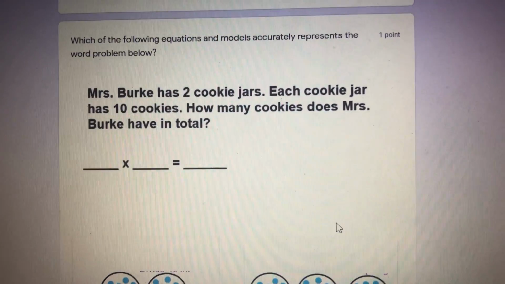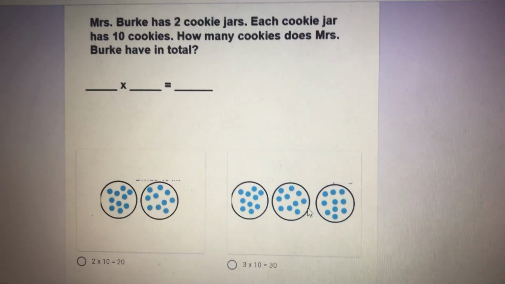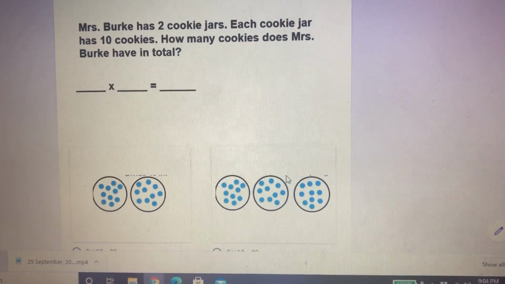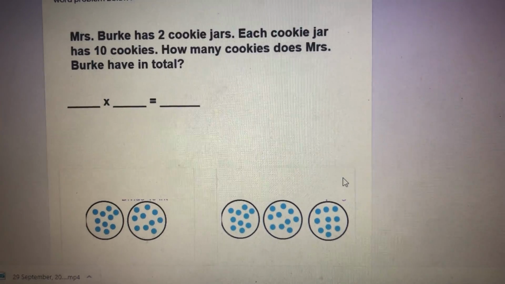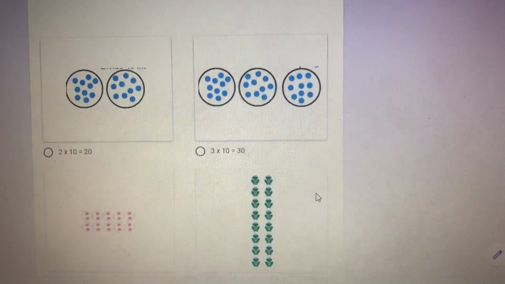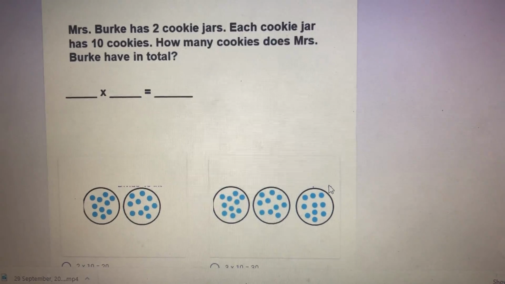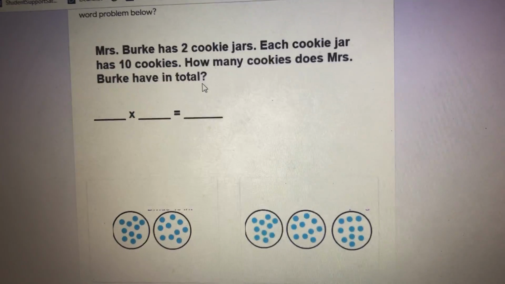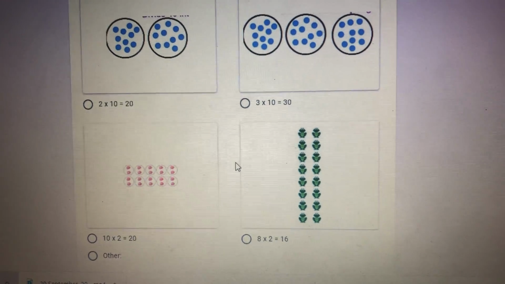Which of the following equations and models accurately represents the word problem below? So we're looking at these models and number sentences, and we're thinking which one matches this word problem. Mrs. Burke has 2 cookie jars. Each cookie jar has 10 cookies. How many cookies does Mrs. Burke have in total? You're going to check on those pieces of information given to you in the word problem, and you're thinking which model and number sentence perfectly matches the word problem.